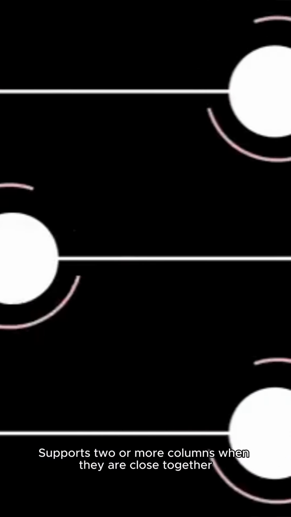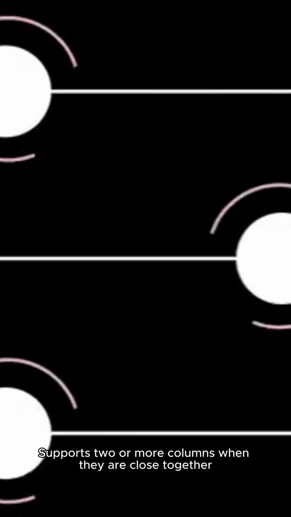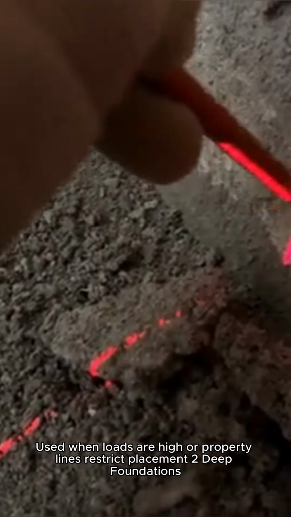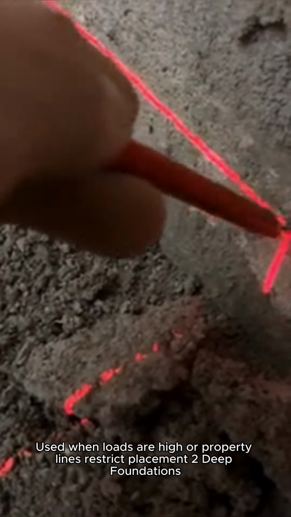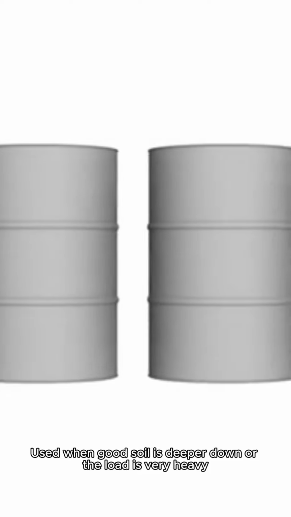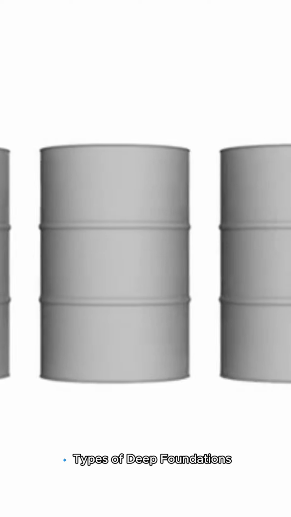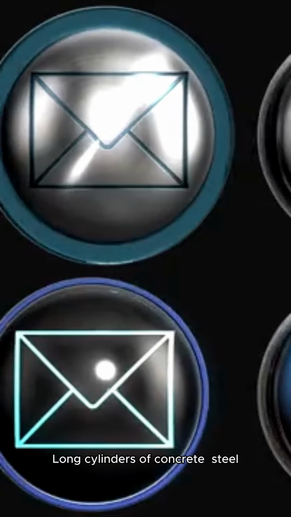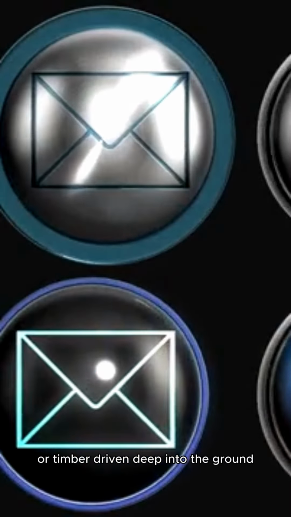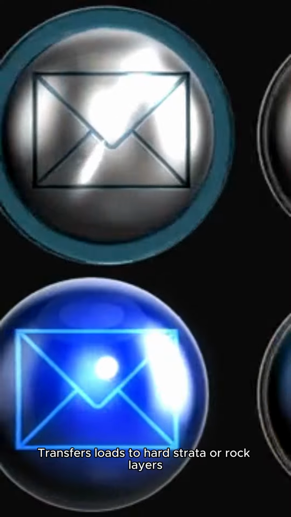Combined footing supports 2 or more columns when they are close together, used when loads are high or property lines restrict placement. 2. Deep foundations, used when good soil is deeper down or the load is very heavy. Types of deep foundations. Pile foundation: long cylinders of concrete, steel, or timber driven deep into the ground. Transfers loads to hard strata or rock layers.